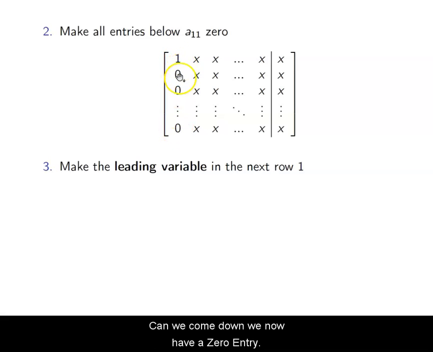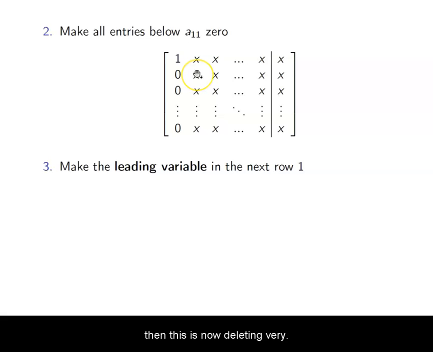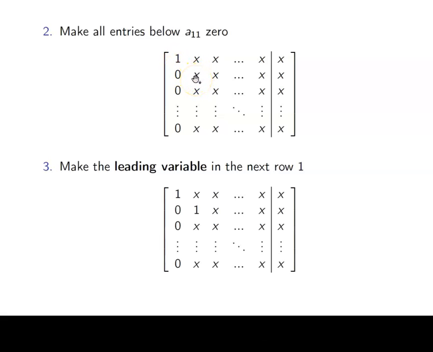So when we come down, we now have a 0 entry. We make this the leading variable now, right? Because we got a 0, and this is now the leading variable because it's in the next row. We want to make it 1. Okay. Same thing. Once I have this as a 1, it's easy to get everything below it to be 0.